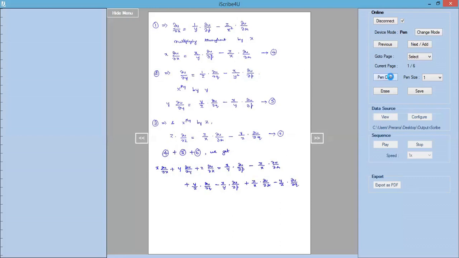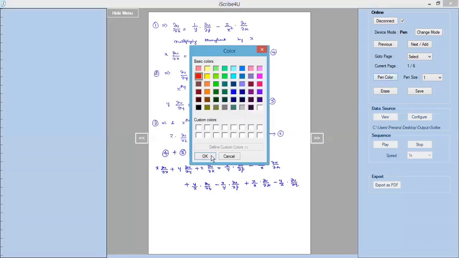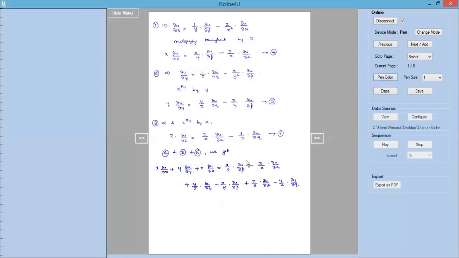Here we observe that the terms are getting cancelled on the right hand side. We have x by y dou u by dou p and there is minus x by y dou u by dou p, so this and this get cancelled. Minus z by x dou u by dou r plus z by x dou u by dou r, this and this get cancelled. Finally, y by z dou u by dou q minus y by z dou u by dou q also get cancelled. So the right hand side is equal to 0, which is the required result for us.